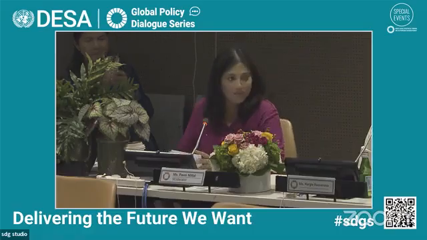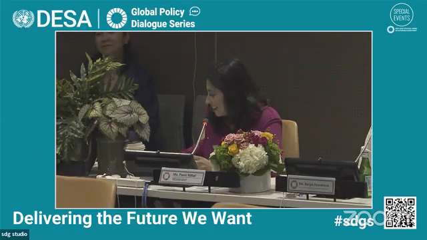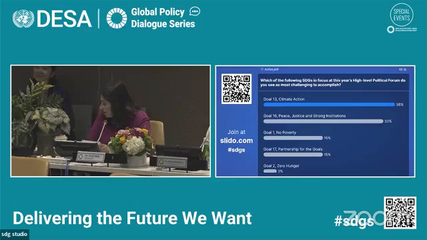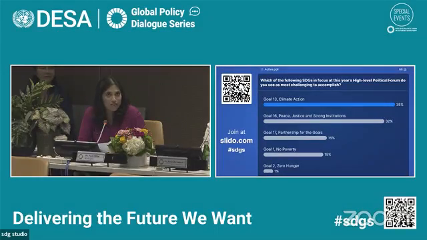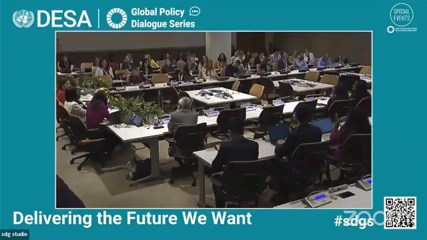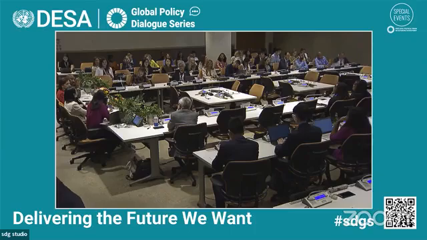Let me first take a look at what our polls have to say on that. Okay, so about 35% over here, people say climate action is the SDG in focus which is probably most challenging to accomplish. A close second, peace, justice, and strong institutions. Thank you, everyone, for your vote. Now, the questions to our panelists. Rola, I want to start with you. Could you give us the UN's perspective on key socioeconomic trends that you see as impacting the implementation of the SDGs in focus this year?